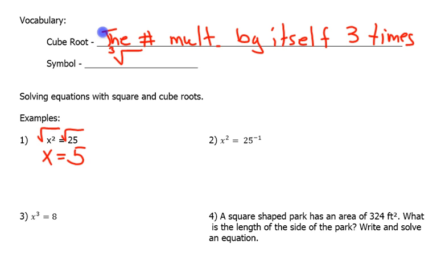Now, over here in number 2, I have this negative exponent. We have to remember way back in September that a negative exponent means I have to turn the problem into a fraction. So I have to do that first. Now I can take the square root. When I'm taking the square root of a fraction, I'm really taking the square root of the top and the square root of the bottom. The square root of 1 is 1. The square root of 25 is 5. So in this case, x would have to be 1/5.